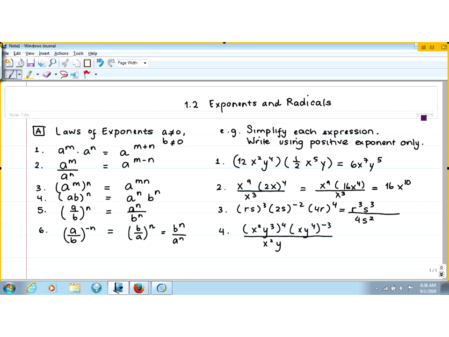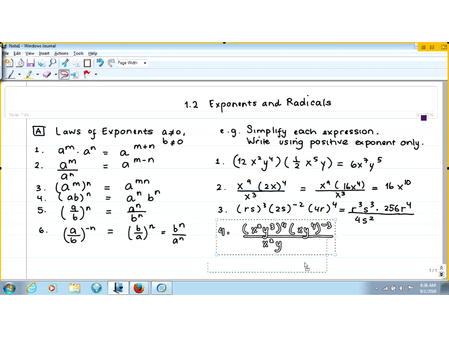Right? Okay. And what about these on top? What else do I have? 4 raised to the 4th power. What is that? 256 r to the 4th. Okay. Are we done? Okay.